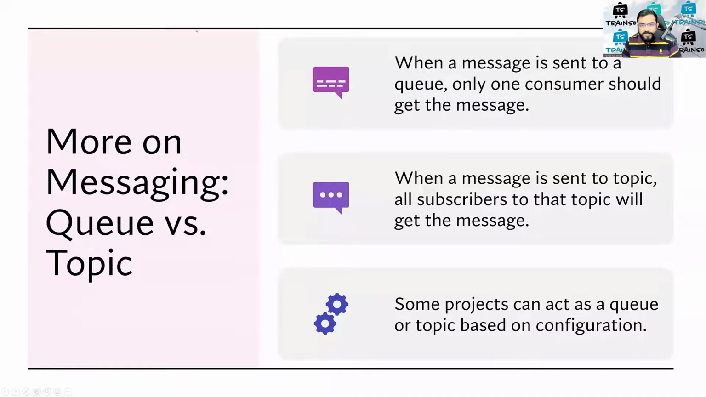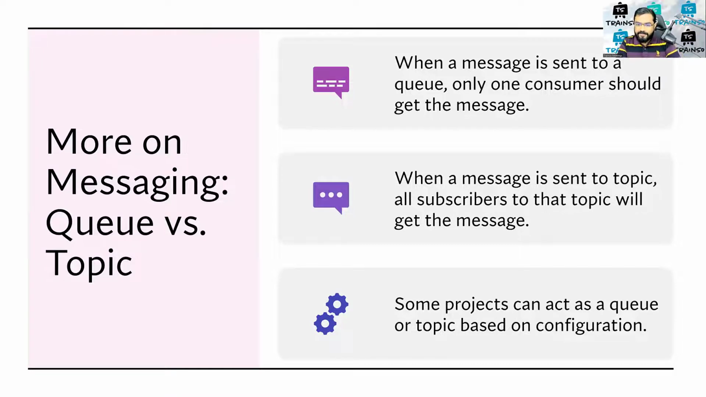Okay, when a message is sent to a queue, only one consumer should get the message. So if I have a queue and 3 consumers, only one of them should be getting that message. That is how a queue works. And what about a topic? In a topic, there will be multiple subscribers. When I send a message to a topic, all the subscribers will get that message. Some products can act as both queue and topic based on configuration.